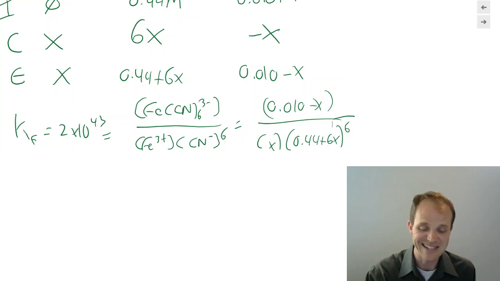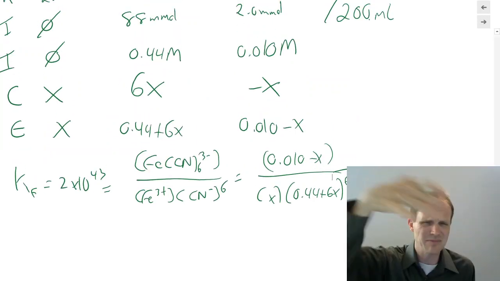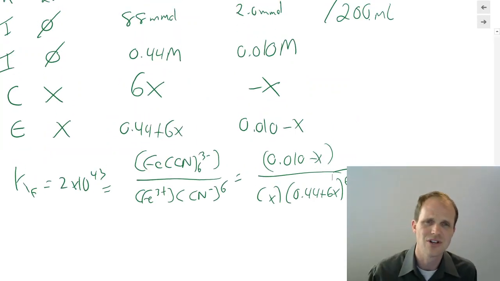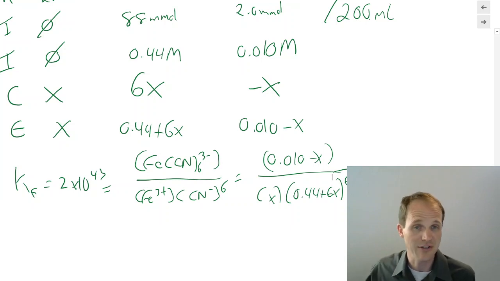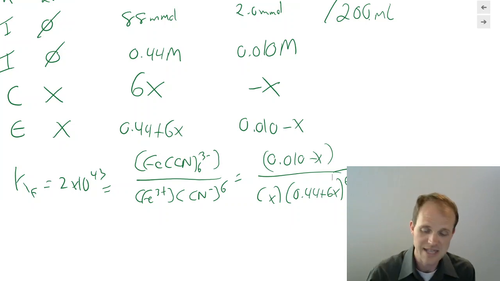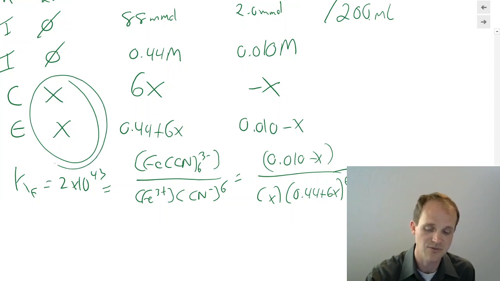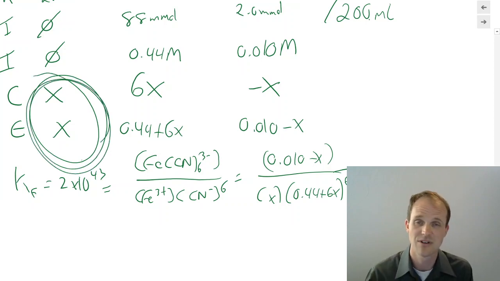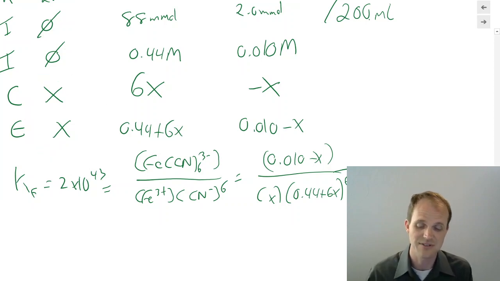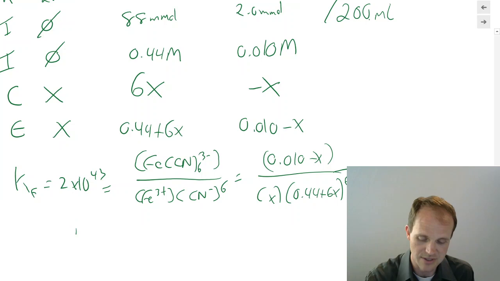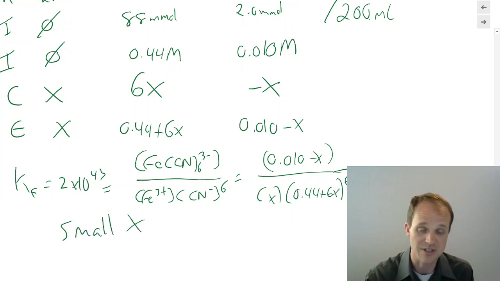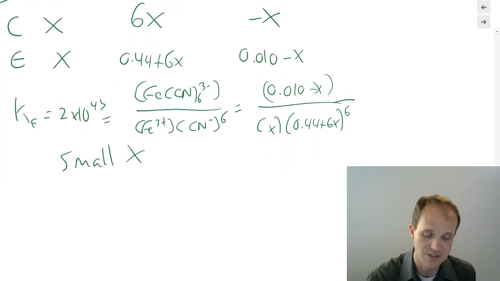X is small. Is X going to be small? You're like, no, X isn't going to be small. Look at K. K is huge. Well, if K is huge, it means we should have a lot of product. But what is X? X is the amount of reactant we have. It's the amount of iron that we have left. Do we expect X to be small? Yeah, because K is so large, we're favoring the products, not the reactants. So we're going to go ahead and use the small x assumption, and you're going to see just how good the small x assumption is in just a moment.